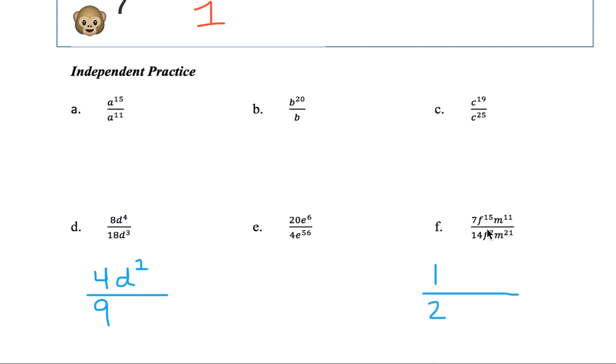Now let's have the flamingo battle. 15 on top, 2 on the bottom. 15 minus 2 is 13. 13 survive, and they're on the top. Monkey battle. 21 minus 11 is 10. So on the bottom, we're going to have m to the 10th power. And that's our final answer.